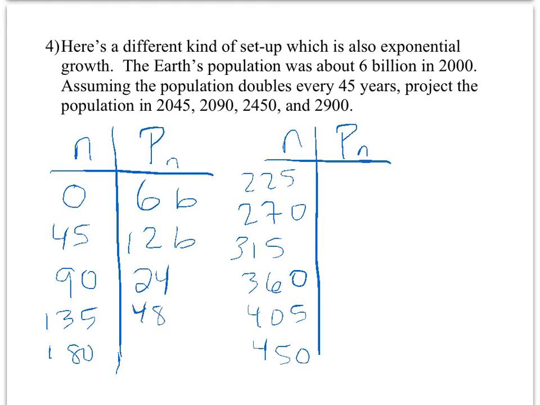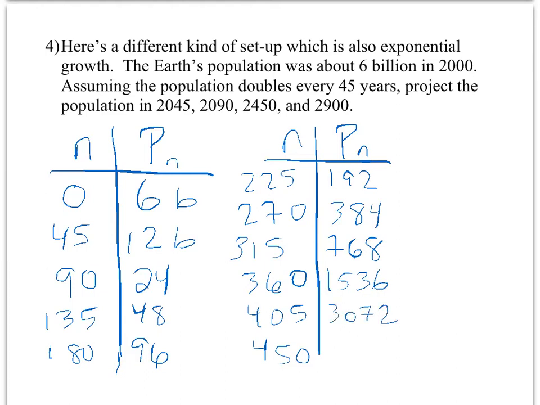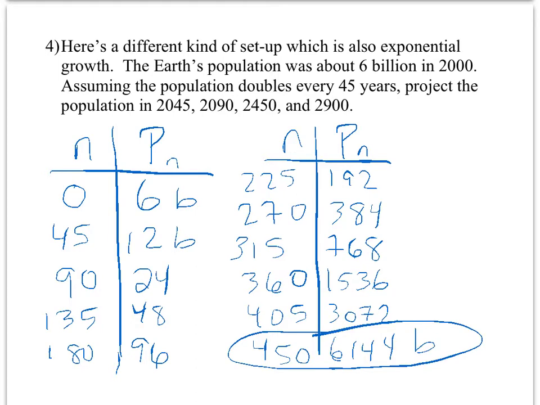So I have 48, 96, 192, 384, 768, 1536, 3072, 6,144 billion, right? So that's actually 6,144 billion. So this is in billions. So that's how many there are in the year 2450.